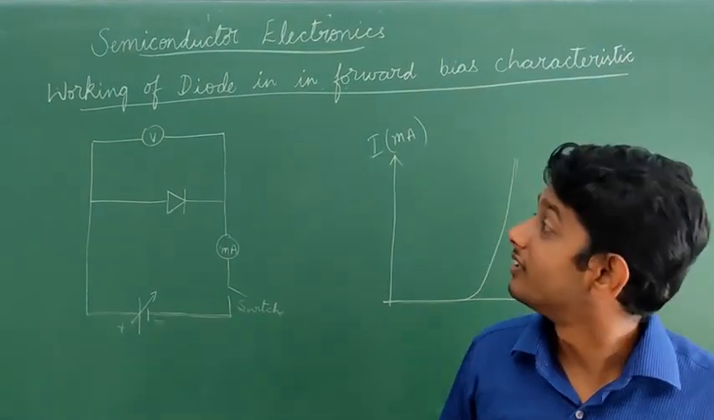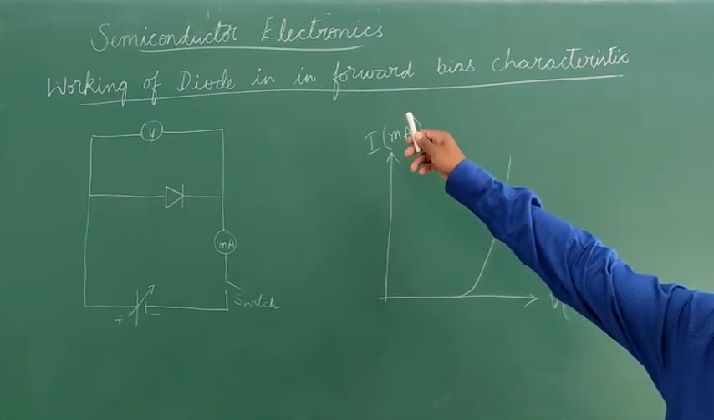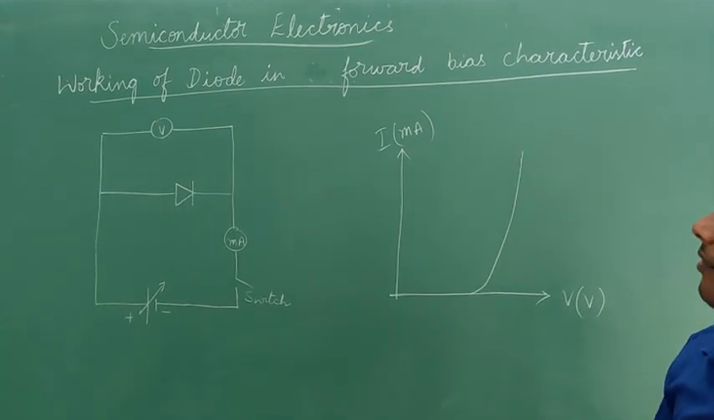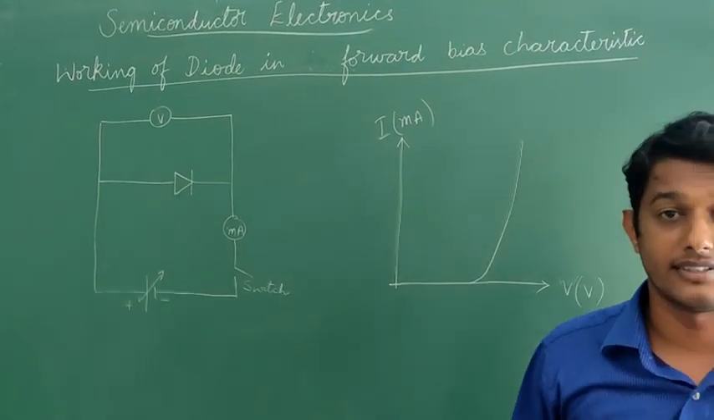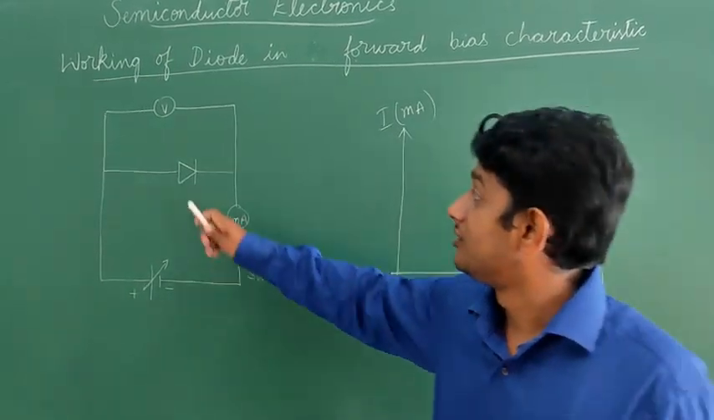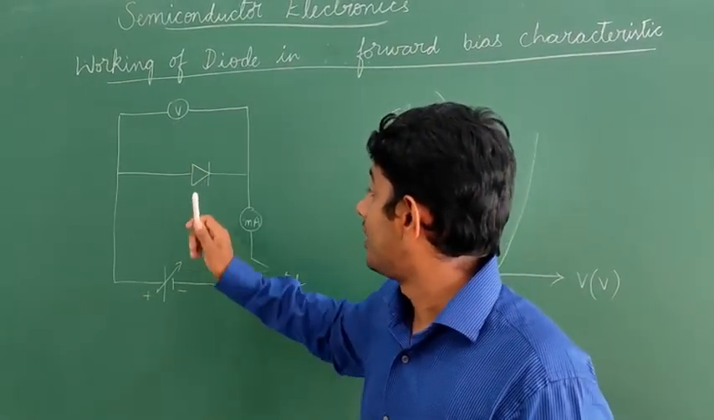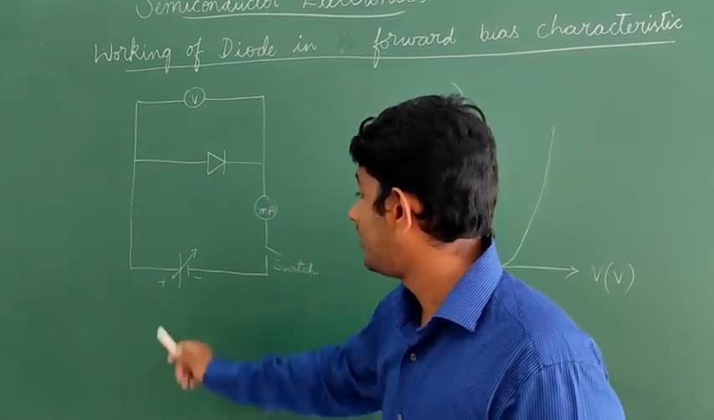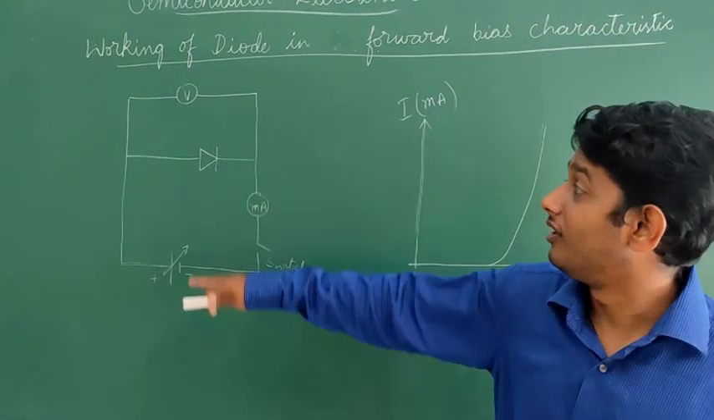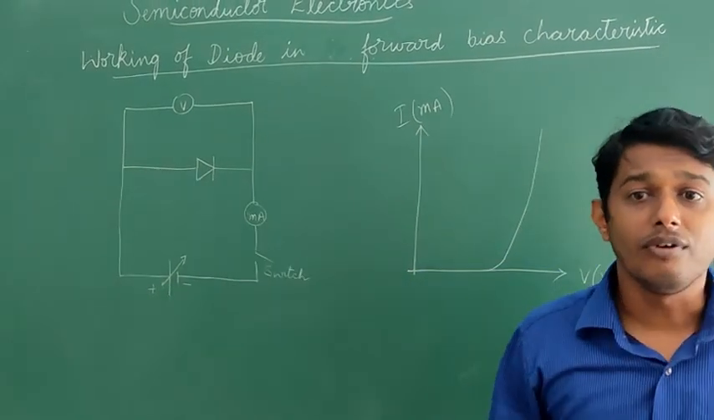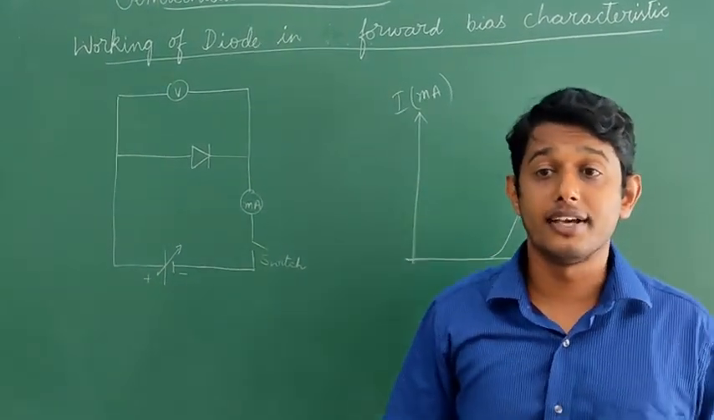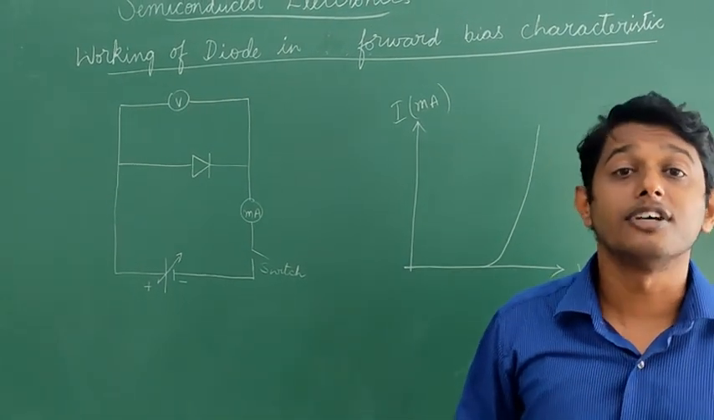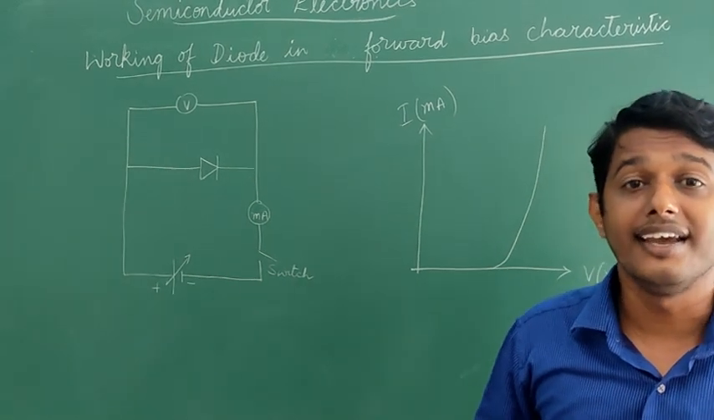The next topic is the working of a diode in forward bias characteristic. So this is the circuit here. This is the voltmeter, this is the diode, this is the milliammeter, this is the switch, and this is the battery. All these are connected in this form. I hope you all know that in forward bias, the positive terminal of the battery is connected to the P type and the negative terminal of the battery is connected to the N type.